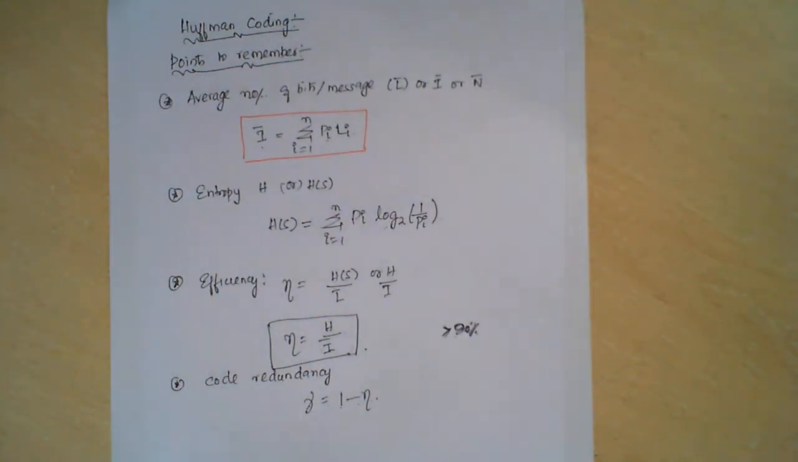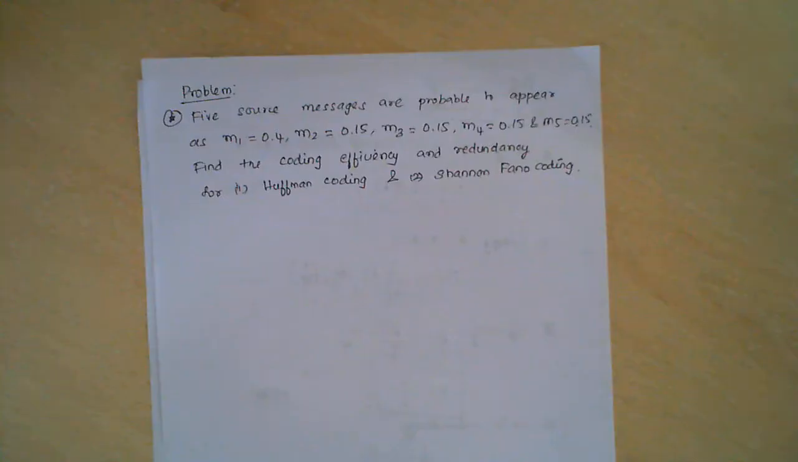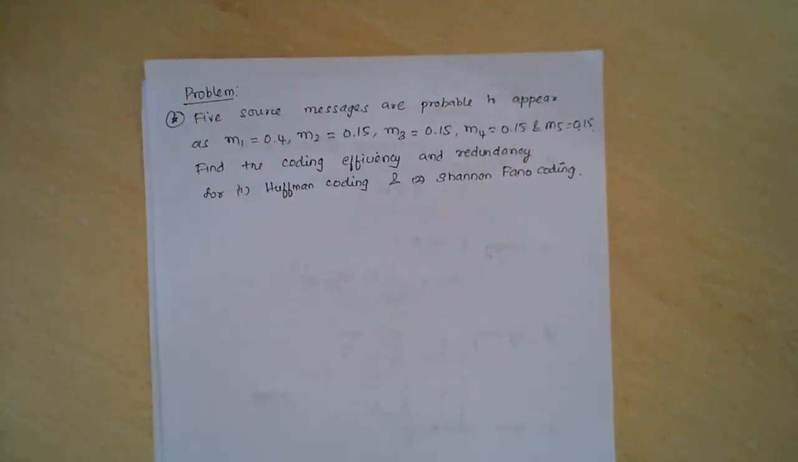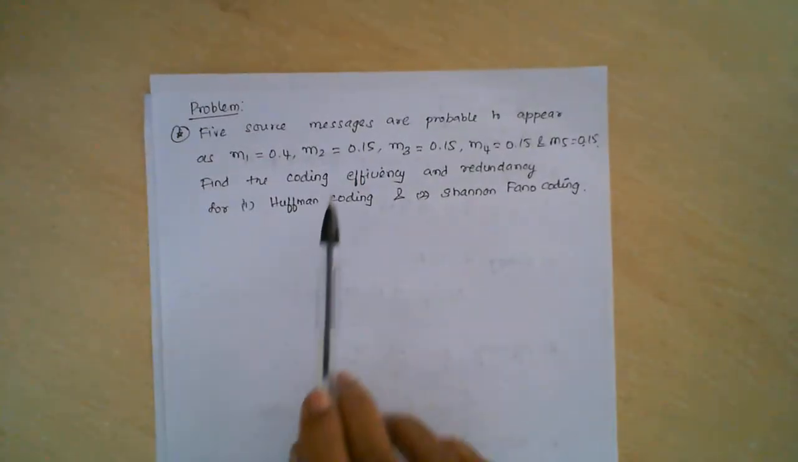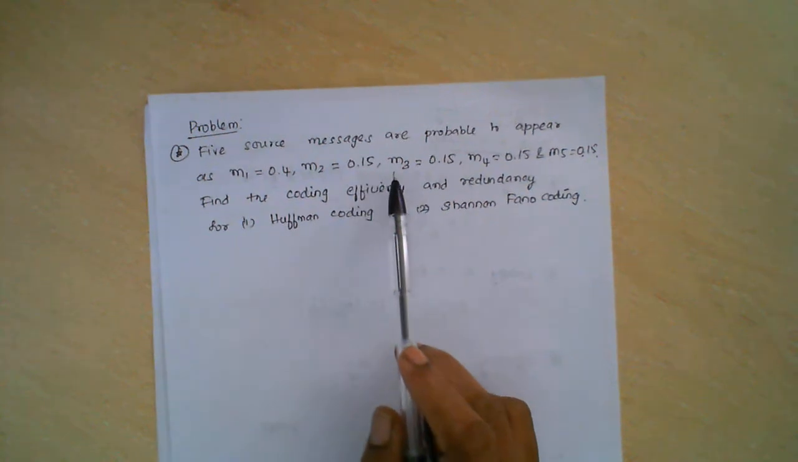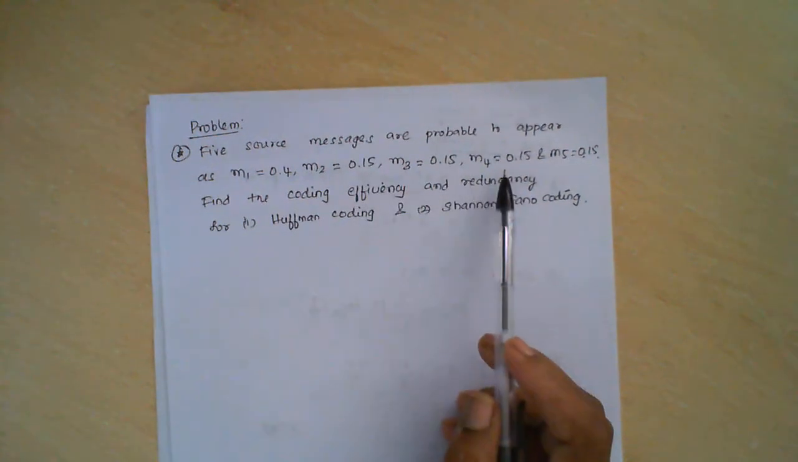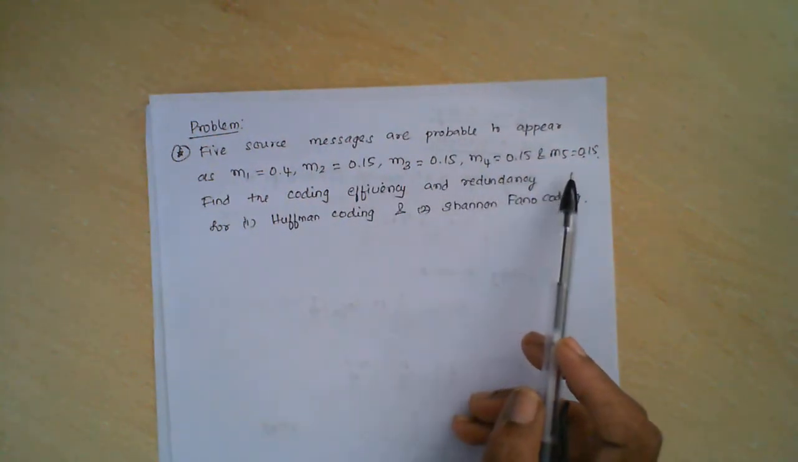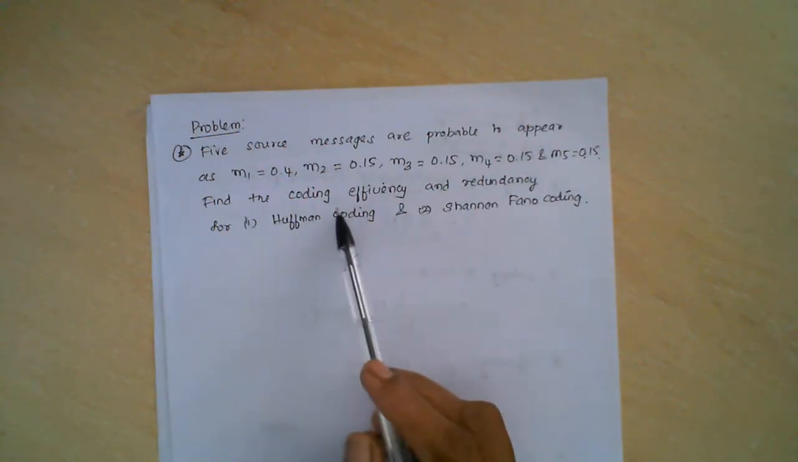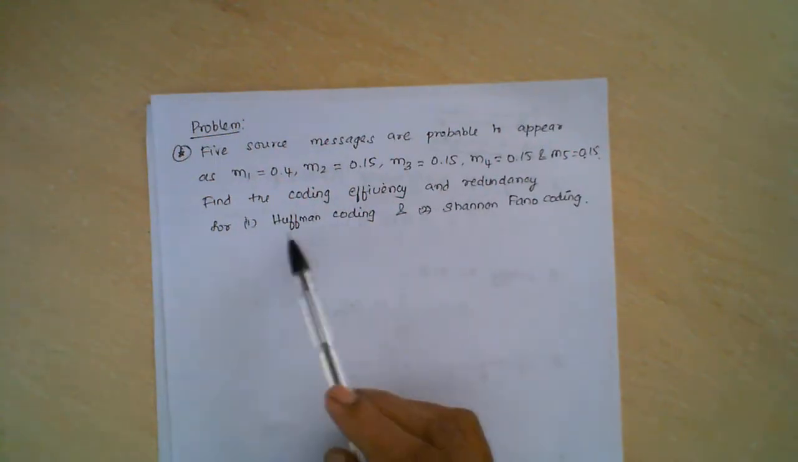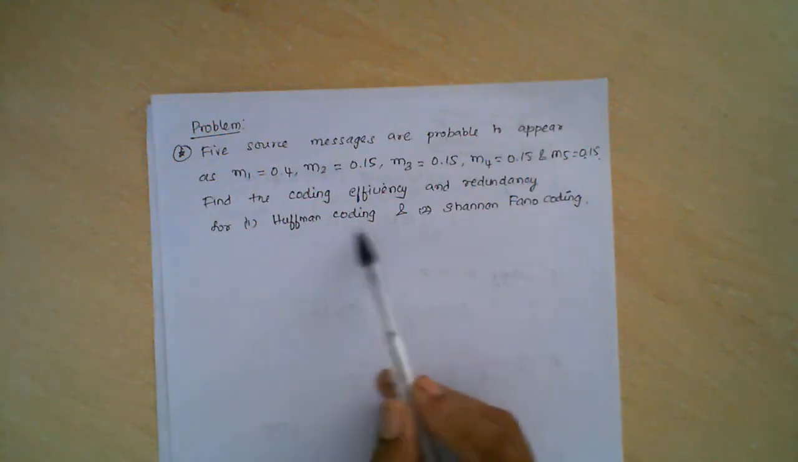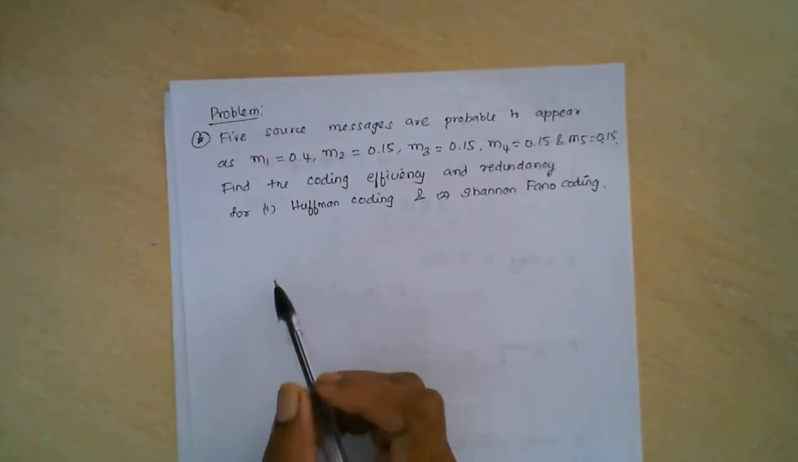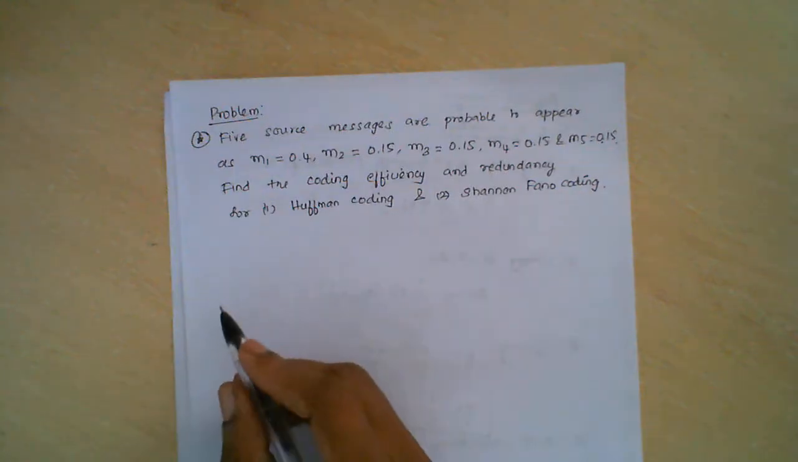So now we will go into the problem. This is the problem question. 5 source messages are probable to appear as M1 is equal to 0.4, M2 is equal to 0.15, M3 0.15, M4 0.15 and M5 0.15. Find the coding efficiency and redundancy for Huffman coding and Shannon-Fano coding. First let me explain Huffman coding alone. For the same problem we will work out Shannon-Fano coding.